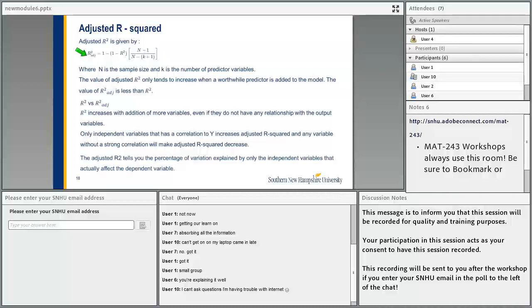So the formula is given by this. R squared adjusted equals 1 minus R squared, times n minus 1 over n minus k plus 1, where n is my sample size and k is the number of predictor variables. So the value of adjusted R squared only tends to increase when a worthwhile predictor is added to the model. The value of R squared adjusted is less than R squared.